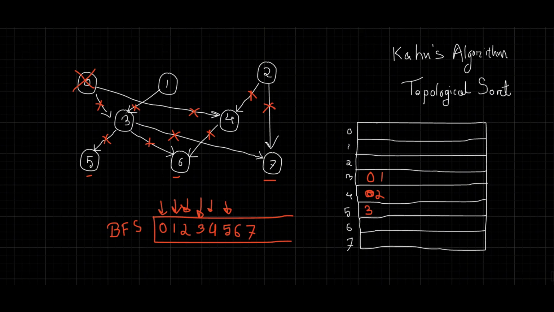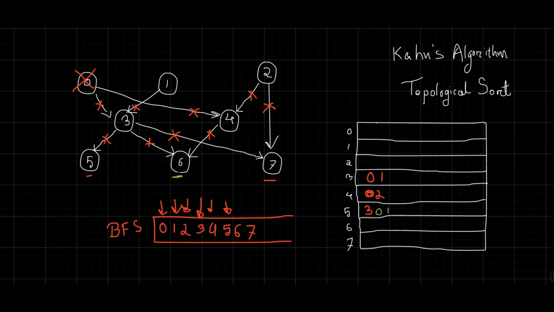Now, as node 3 is dependent on nodes 0 and 1, we can say that 5 will also be dependent on nodes 0 and 1. So this is the indirect relationship of the dependencies. So we have to insert the dependencies of 3 here as well. So the dependencies of 3 will be 0 and 1.